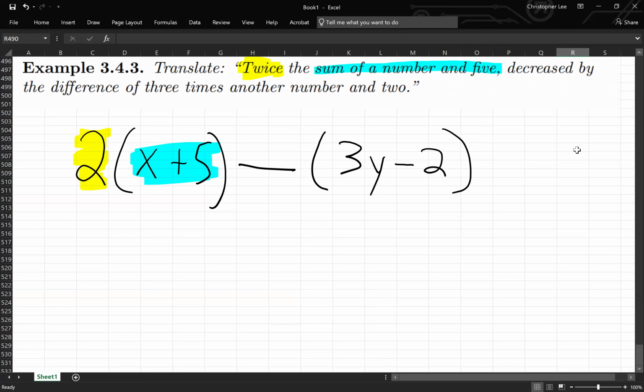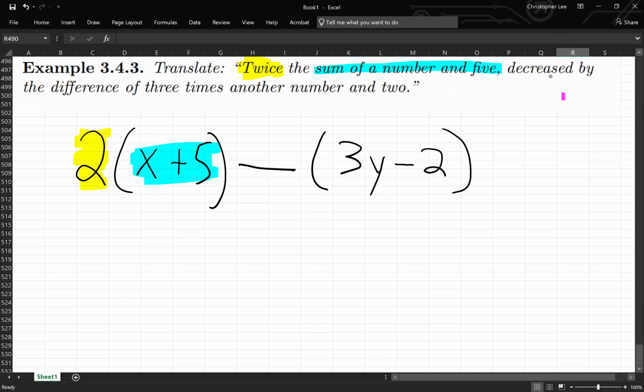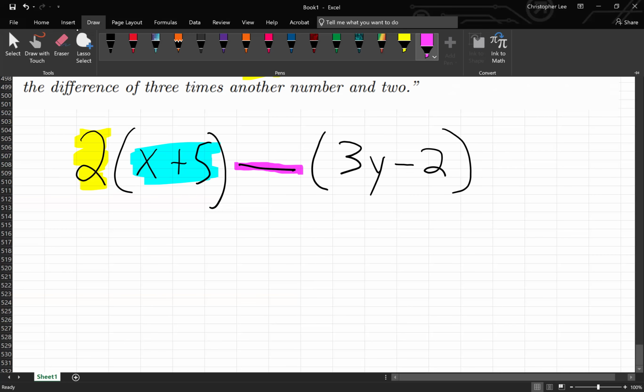As soon as I saw that decrease by, I knew that was a minus, right? So this right here, decrease by, that's that minus sign right here. But then they had the difference of 3 times another number and 2, right? Now, because it's decreased by, I knew that had to be a parentheses right there. Whatever's coming after this decreased by is going to be lumped together, so to speak.